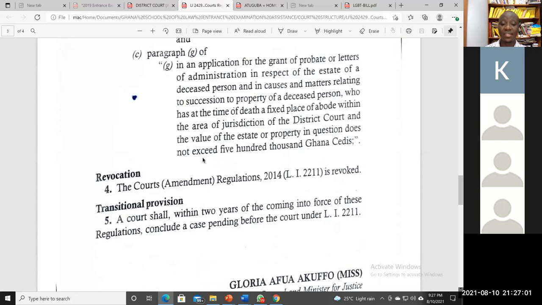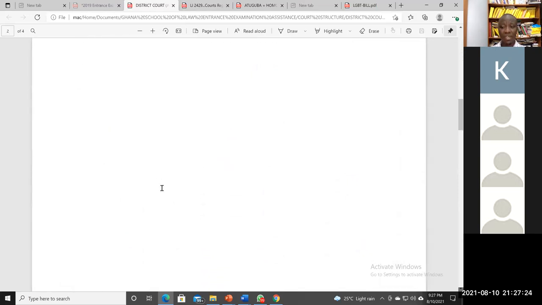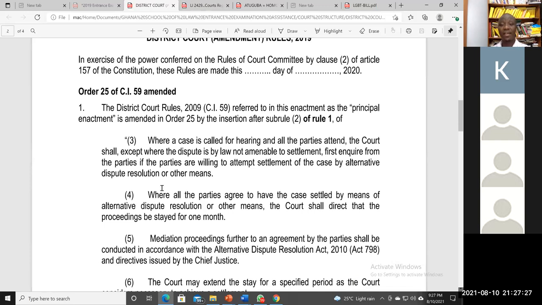So I think that these are some of the things that we should keep in mind as far as the monetary jurisdiction of the lower courts, Circuit Courts, and the District Courts are concerned. And of course, in terms of the rules which will govern practice before the District Court, the Rules of Court Committee also made some adjustment. And as far as the District Court is concerned, now there has been what you call the mainstreaming, right? Mainstreaming of ADR, alternative dispute resolution mechanism.